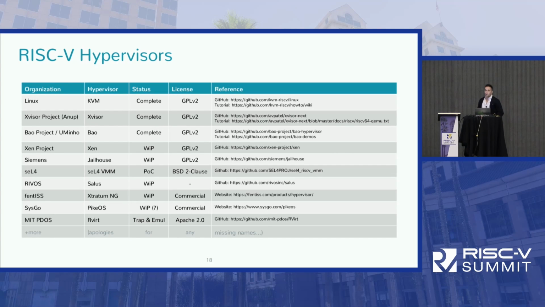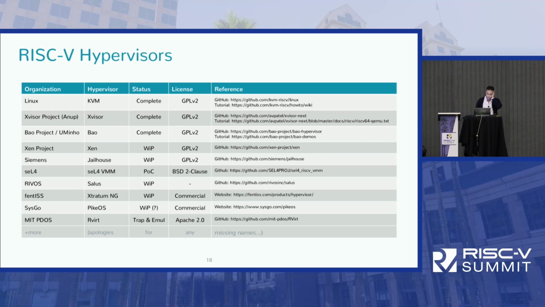What I have here is a more comprehensive view. I tried to scope more projects, what is the status of these projects, what are the licenses of these projects, and try to provide some reference if you are interested. So in the top 3 rows, we have the 3 hypervisors that I just mentioned. Then we have Xen, which is also quite a famous hypervisor, and Jailhouse, which are at the moment extending support for RISC-V. seL4 requires the seL4 virtual machine monitor. There is a proof of concept from Yan, and there is a link there.